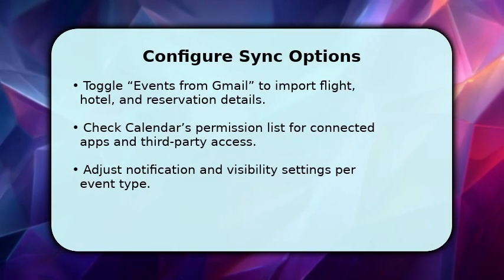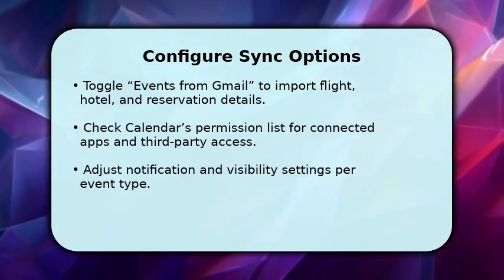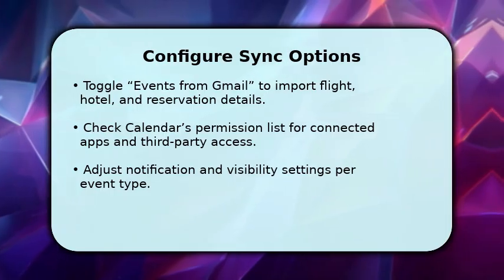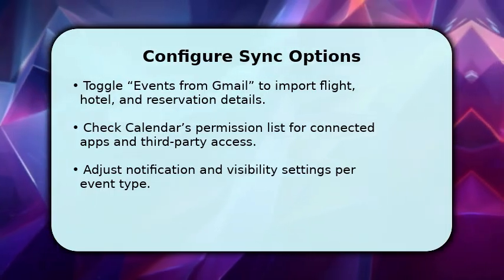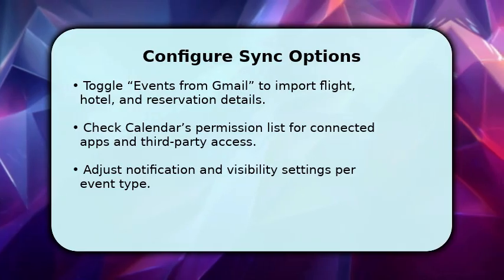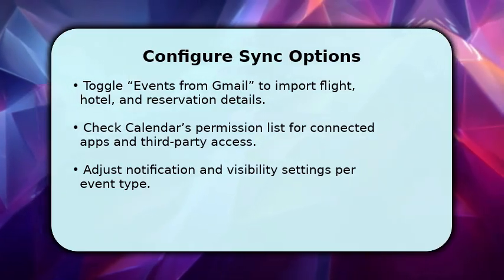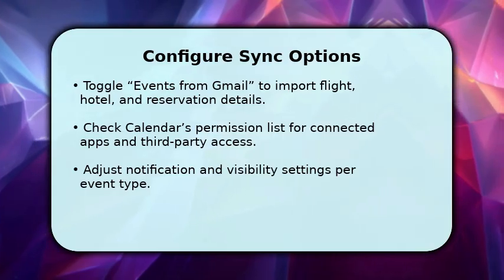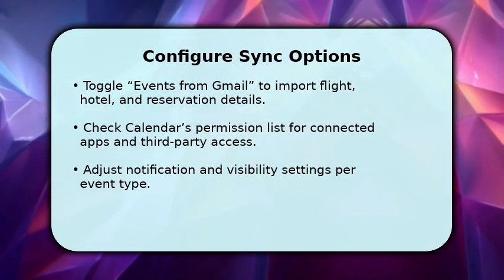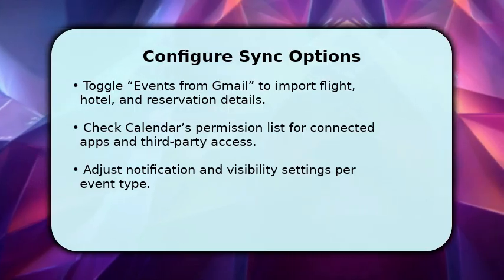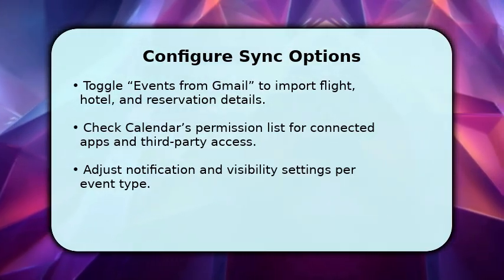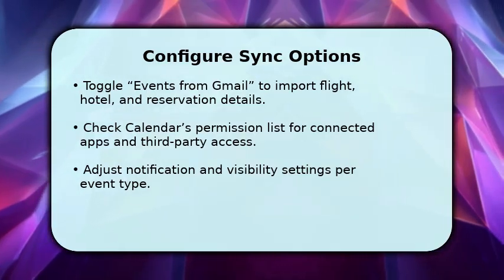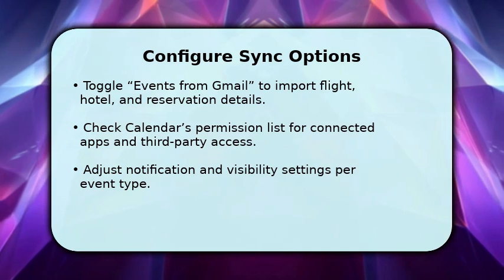Now you configure what actually syncs and why. In Calendars, Events from Gmail, turn on the types you want: flights, hotels, reservations, so Gmail data becomes calendar events. Next, check your Google account security settings and connected apps to confirm Calendar has permission to read Gmail, revoke and reauthorize any problematic apps. Once reauthorized, adjust event visibility and notification settings to control reminders and privacy. This ensures synced items behave like any manually created event.